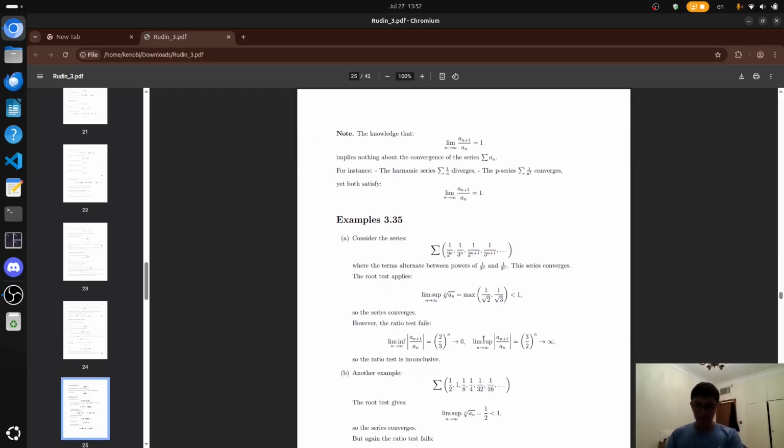And now we have a few examples. We have this series 1 over 2^n, 1 over 3^n, and then taking the same two terms and just adding another exponent. And we know the lim inf of the nth root is going to be 1 over root 3, because the smaller term between 1/2 and 1/3 is 1/3, so the limit is going to be 1 over root 3.